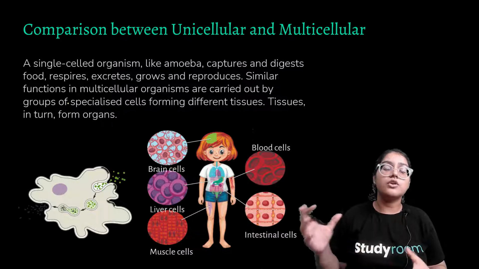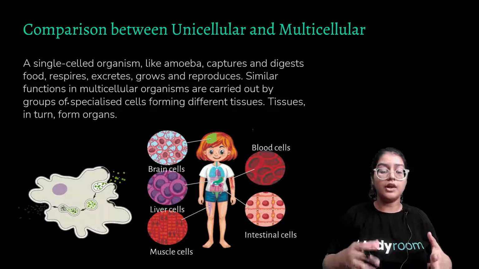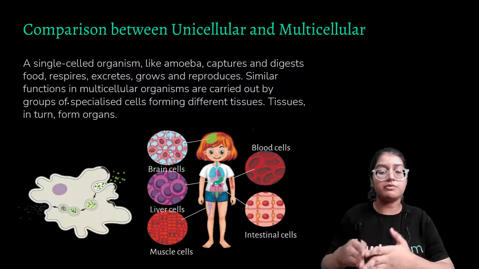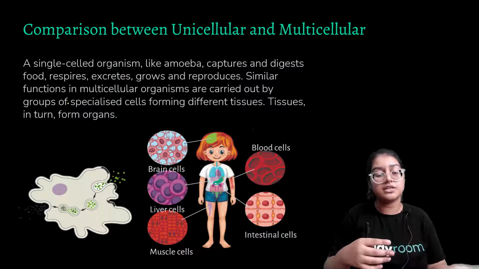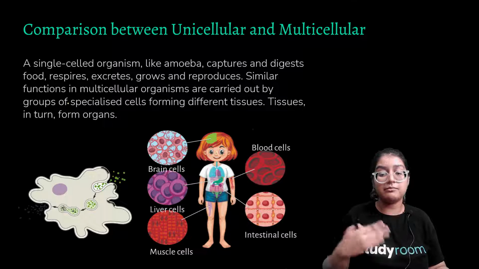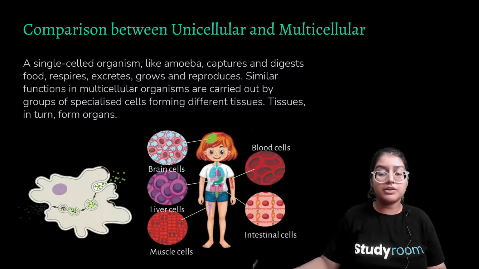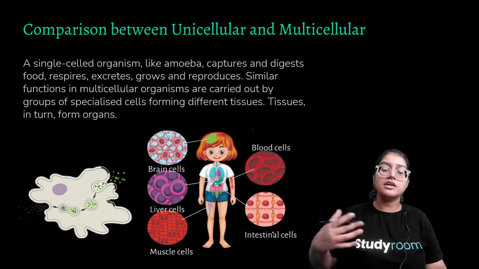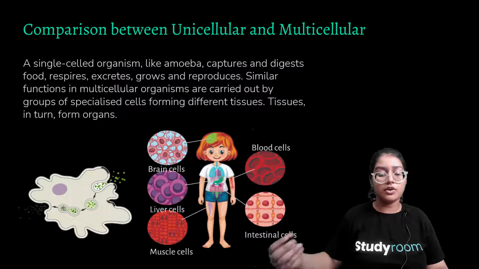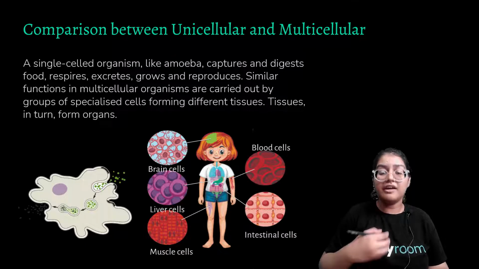Whereas in a multicellular organism, everything is sorted out. A certain number of cells will perform this function, and another number of cells will perform that function. So certain cells perform excretion, certain perform reproduction, certain perform respiration. For example, in humans we have blood cells, brain cells, liver cells, and intestinal cells. So every cell has certain roles. Whereas amoeba is a single-celled organism, so a single cell performs every function.